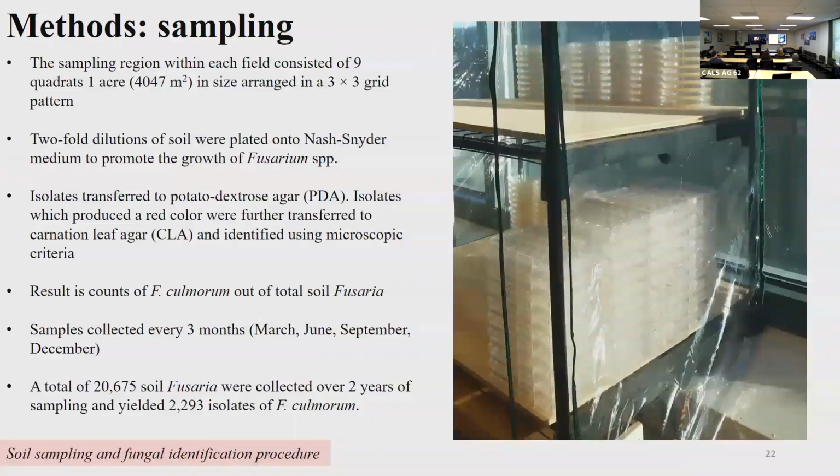So within each field, there was a sampling grid of 9 1-acre quadrants in a little 3x3 grid pattern. And what we did was we took the soil back, we diluted it, and we plated it. And the final result after the identification procedure was that we get a count: out of total soil fusaria on a plate, how many of those are Fusarium culmorum? Over the course of 2 years of sampling, you end up collecting and processing a lot. But what we're interested in is whether there's a greater proportion or not between fields.